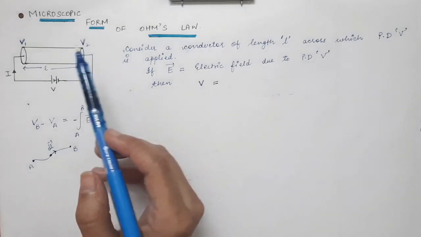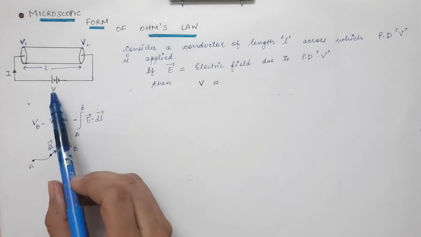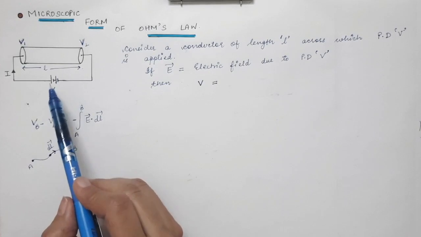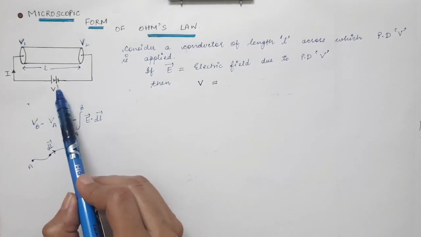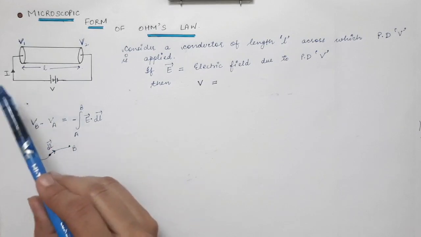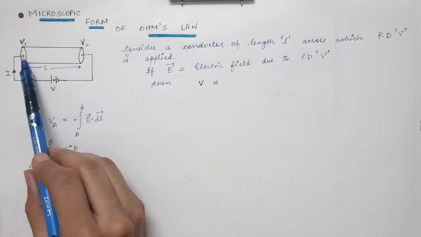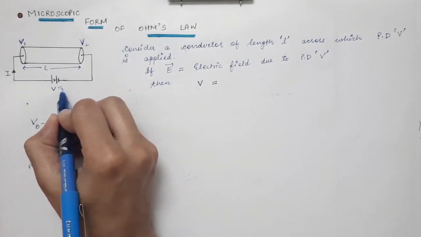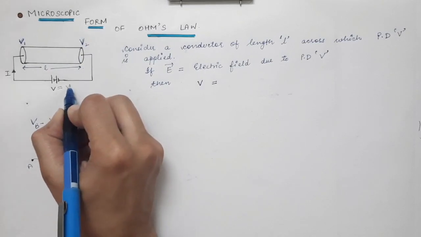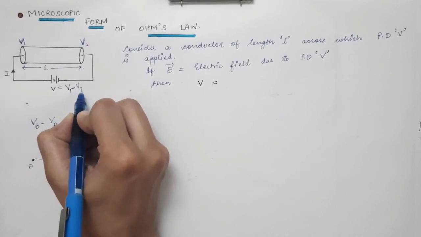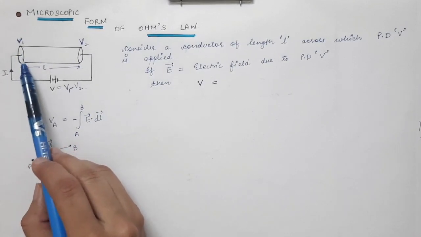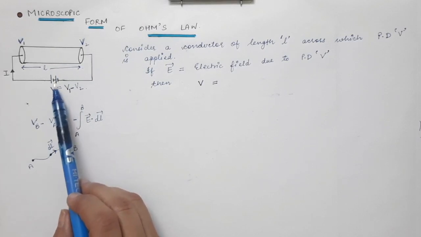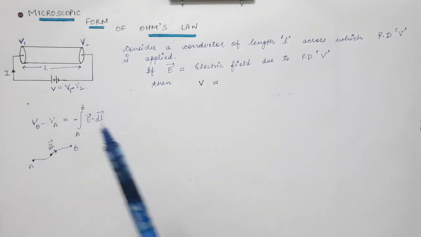What will be the potential difference? What will be this V? V will be given by V1 minus V2, because we have a battery of potential difference V. This battery supplies a voltage of V, so the potential difference across the ends of the conductor will also be equal to V. V will be equal to V1 minus V2, the potential at the positive side minus the potential at the negative side of the conductor.